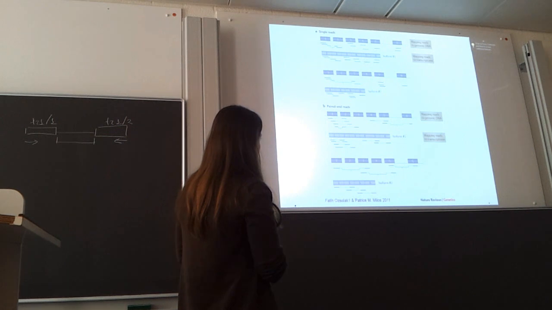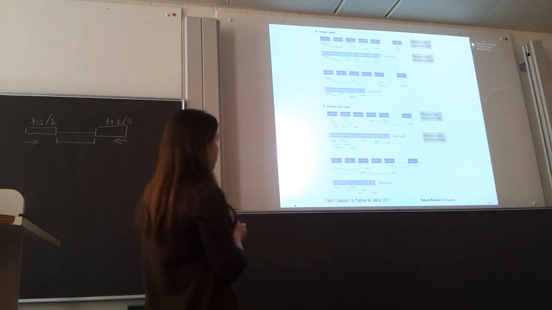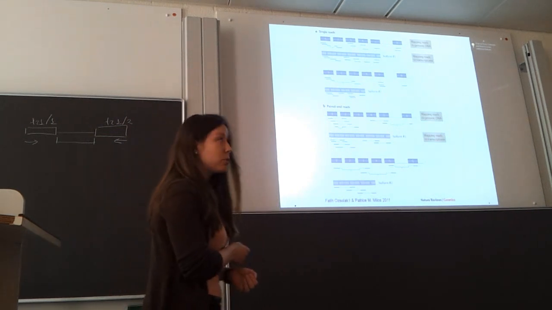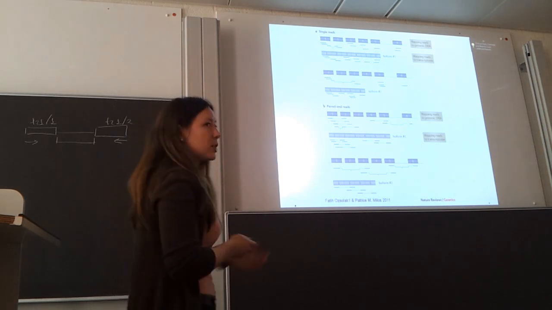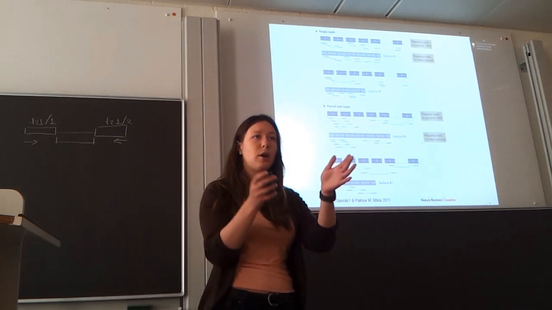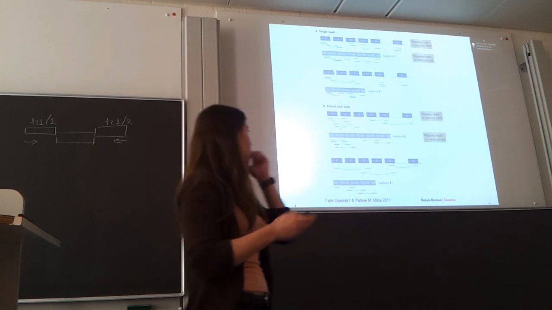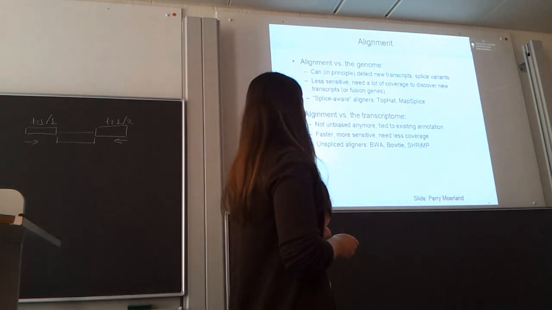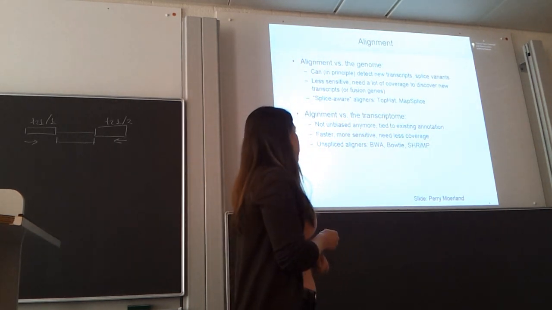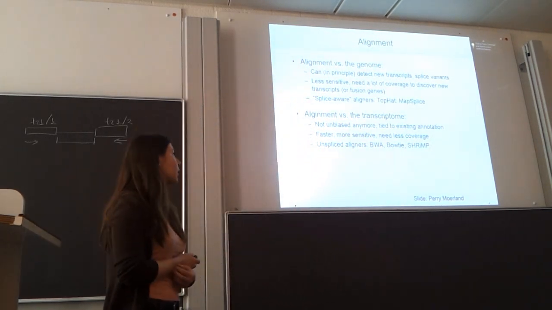So, as I mentioned before, there are different types of aligners that take into account the intronic regions, so they break reads. If a read doesn't map to anything, they break it, and then see whether it's mapping to different exonic regions. So they take into account the splicing, and those splice aligners are TopHat and MapSplice.